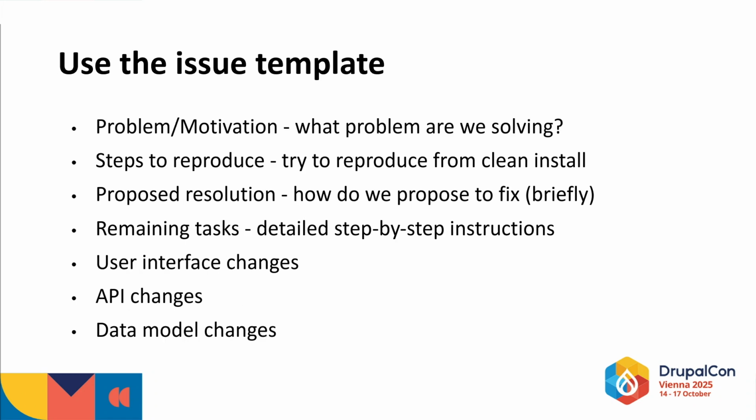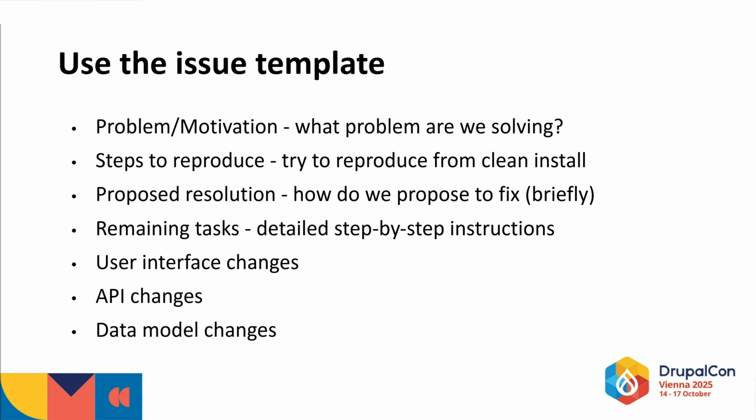So the default template for issues has all of these sections. We're getting a bit tight on time, so I'm going to say this very briefly, but in the problem motivation field, try and say what is the problem we're trying to solve in one paragraph. Don't get into huge detail on it, but try and be as clear as possible on what it is you're trying to do. And if you can't do it in one paragraph, that might be a sign that it's too big for one issue. The steps to reproduce.